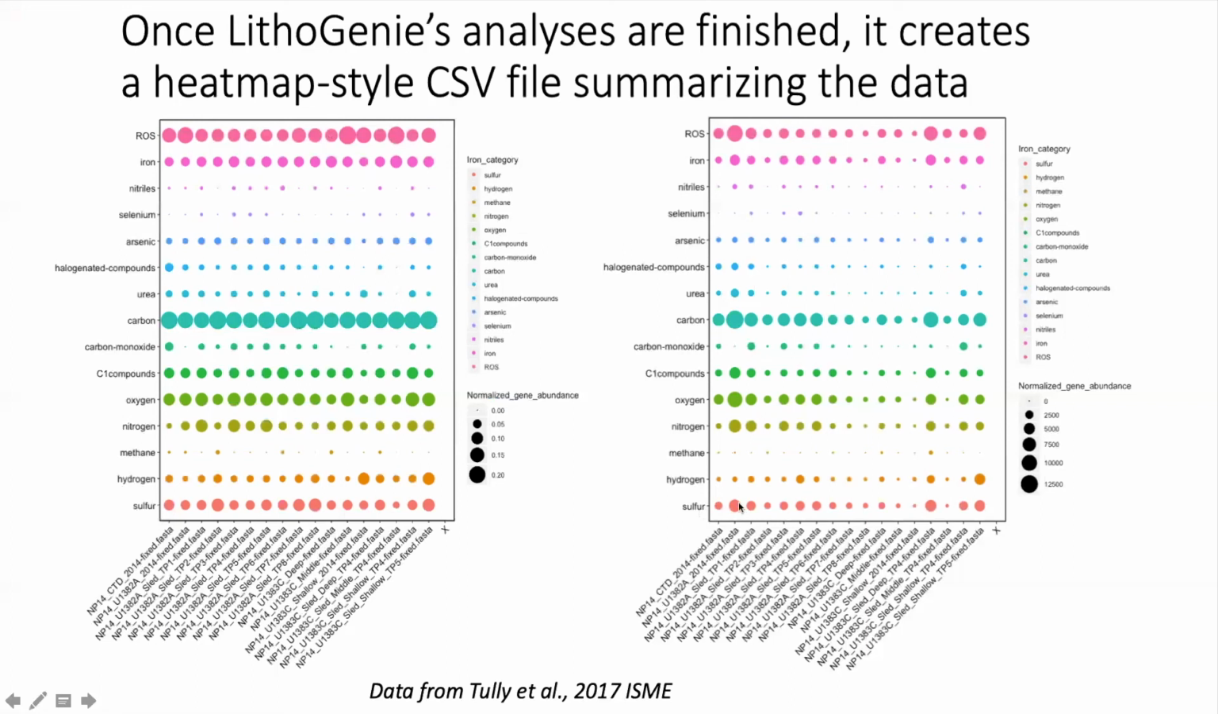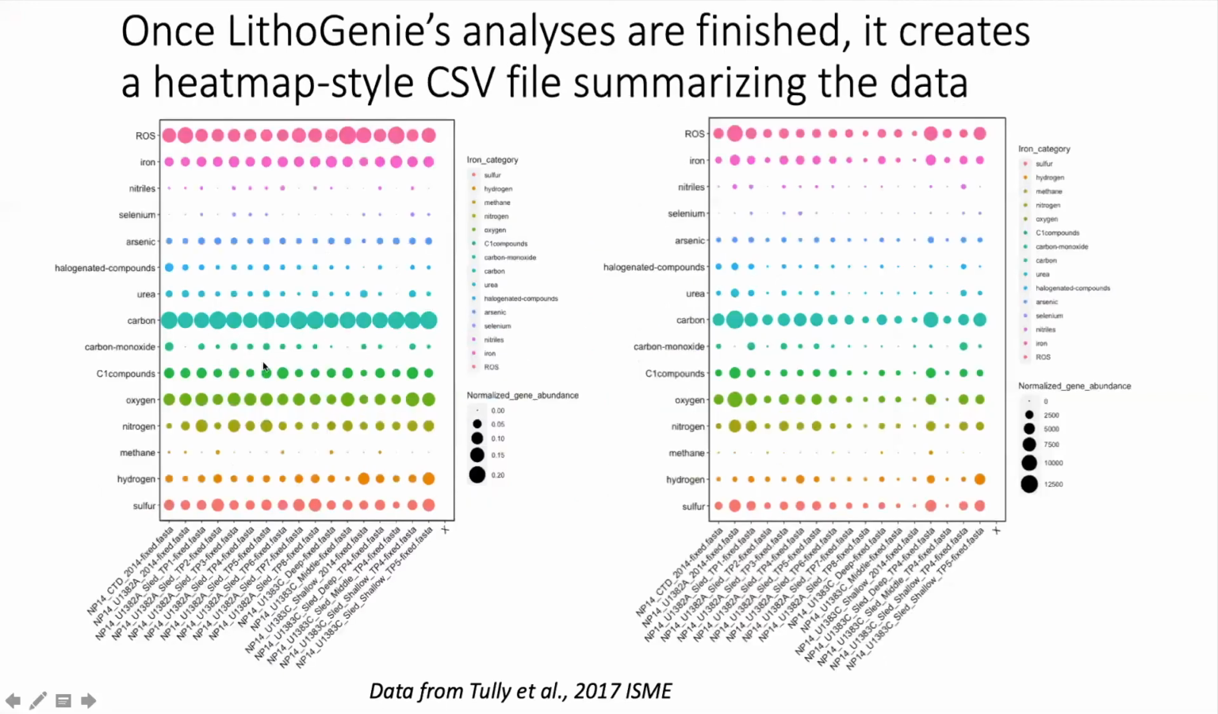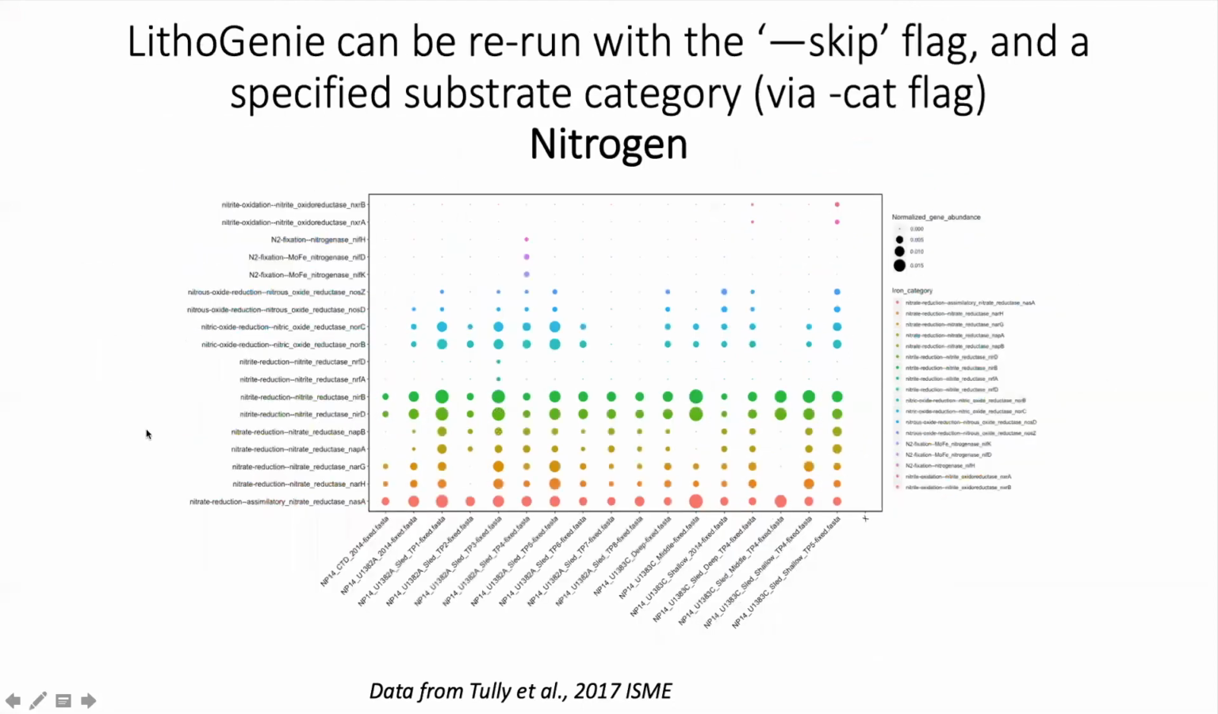Another example: you can expand on these categories, and if you want to see which genes for nitrogen cycling there are, you can rerun Lethargini with another flag, and I'll talk about that flag during the tutorial. It'll expand on the nitrogen and tell you exactly what's there and in which assembly. Again, this is normalized gene abundance, not coverage, so it tells you how many copies of a certain gene are found, normalized to the total number of genes in the data set.